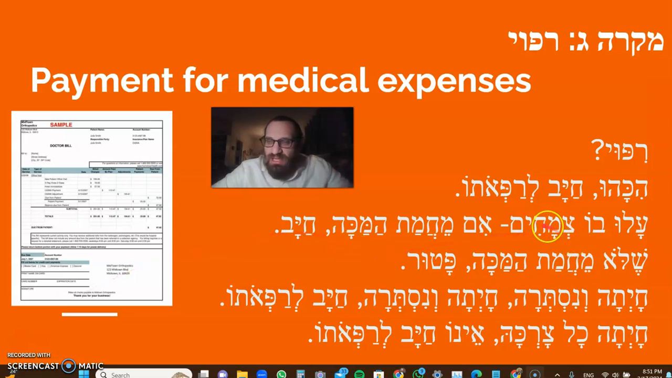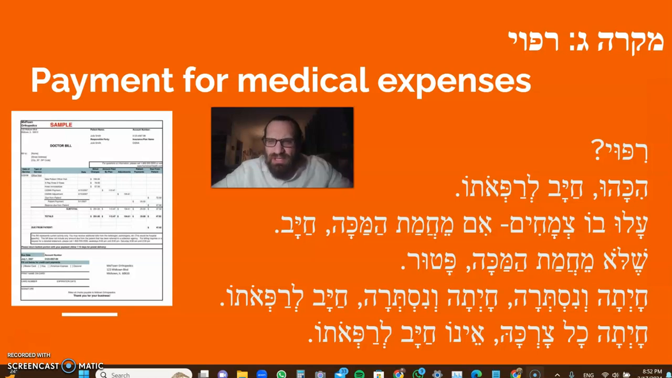So alu bo tzmachim, this is the example if they have scars or wounds or scabs. If it's because of the wound, they are chayev. Shalom machmas hamaka patur. It's very simple. Whatever is because of the injury, they do have to pay.